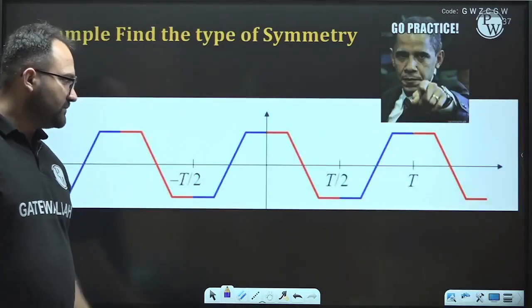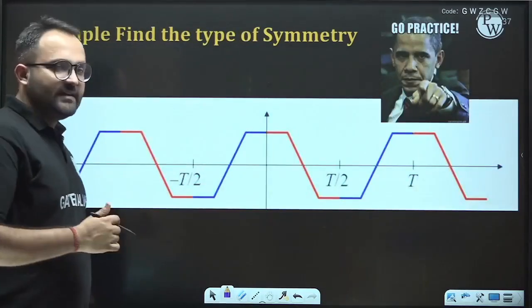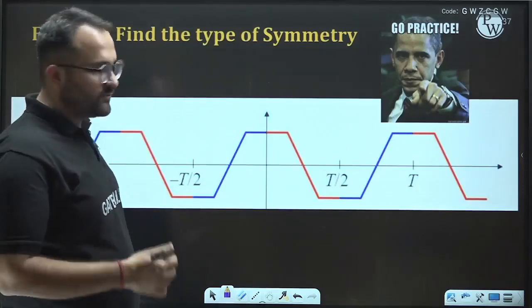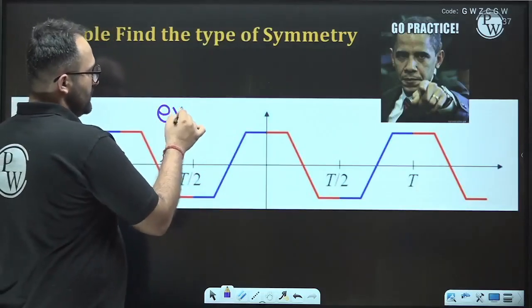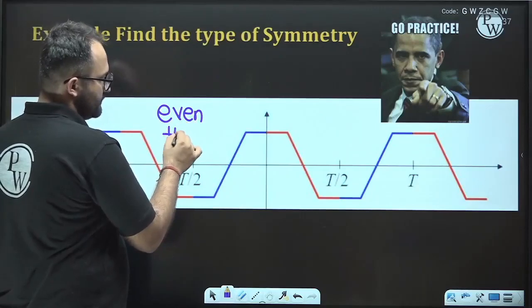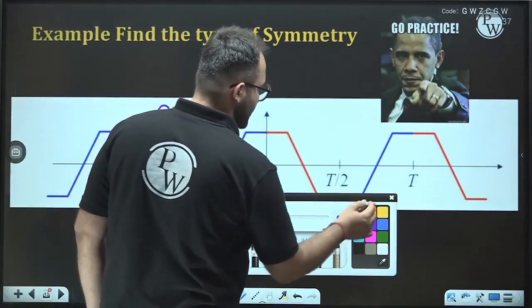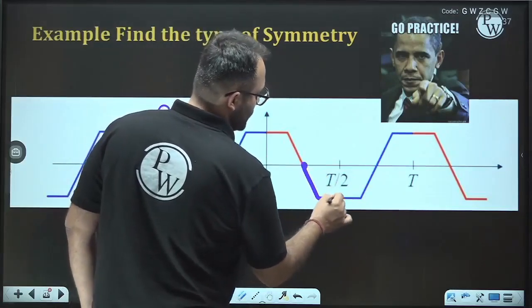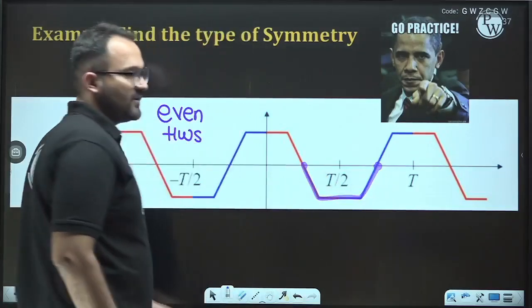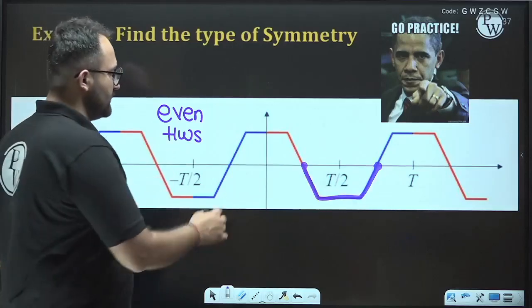Great. What about this? It is very easy to see that this is even and half-wave symmetric. How is it half-wave symmetric? Let us see. This is the next portion of the signal. If we shift it by half time period backward, we will get it like this.